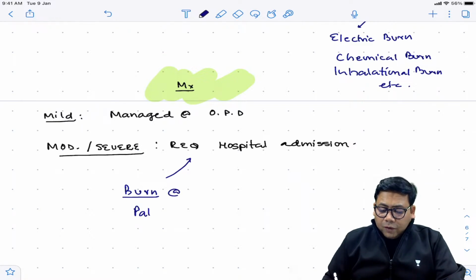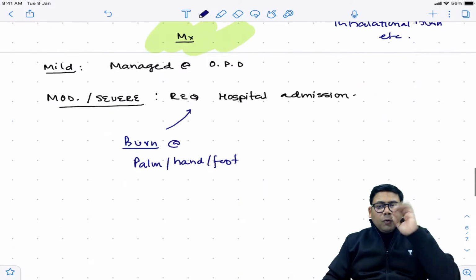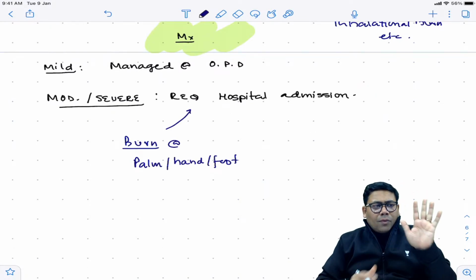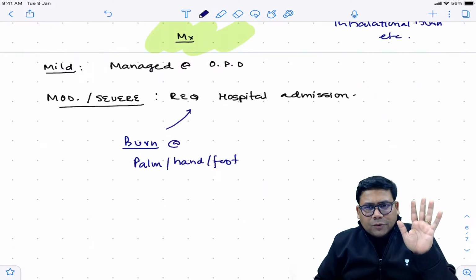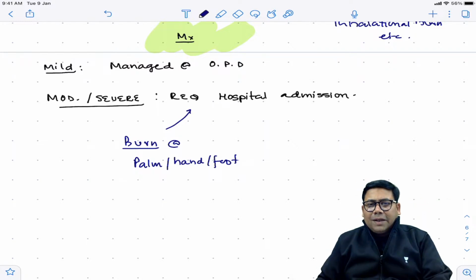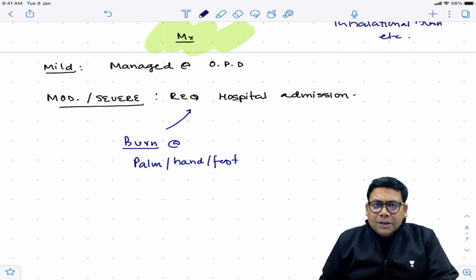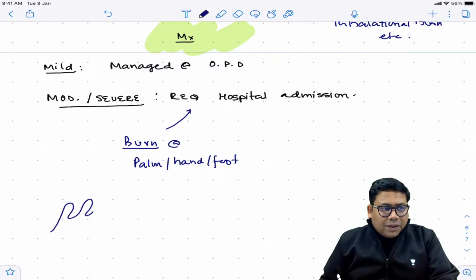So the burn over the palm, or you can say hand, or you can say foot. Now, why is this so? Do you know that a burn over the hand, if you talk about the percentage distribution, is not much. It may be as much as 2.5%. So do you know what is the problem with this burn?